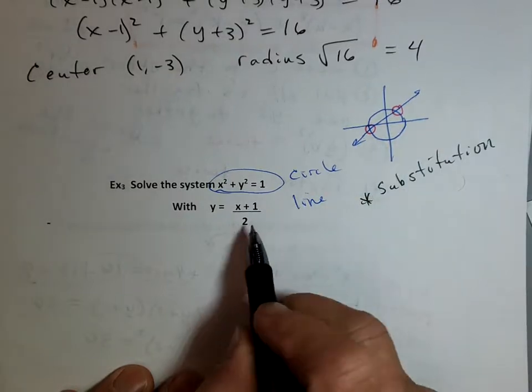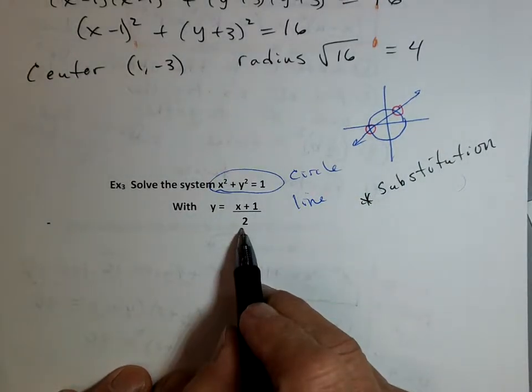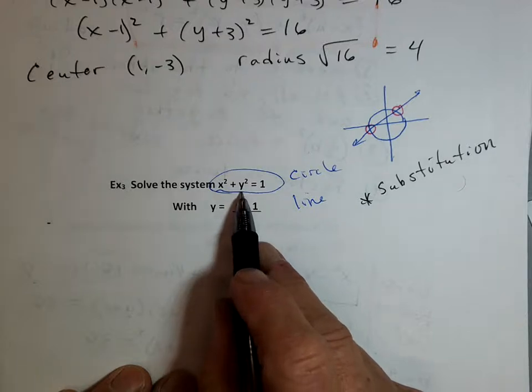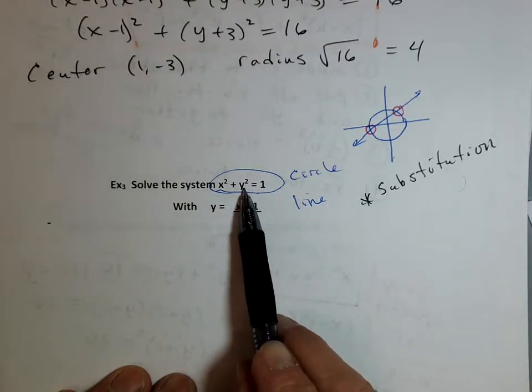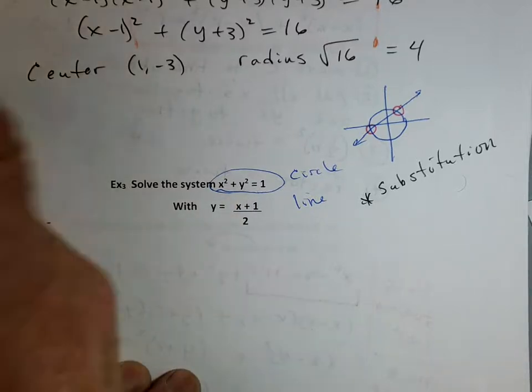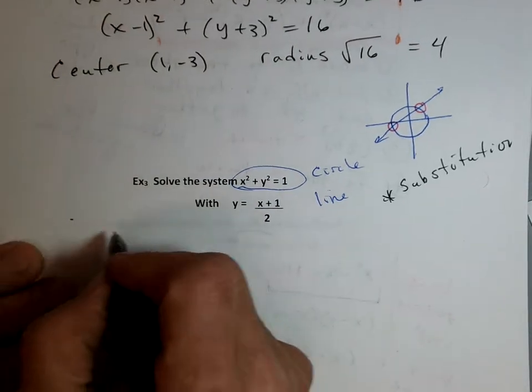And what I'm going to do is put my x plus 1 over 2 in for y. I'm going to take this x plus 1 over 2 and plug it in for y, because I'm going to substitute. So to do that, I'm going to rewrite it side by side.